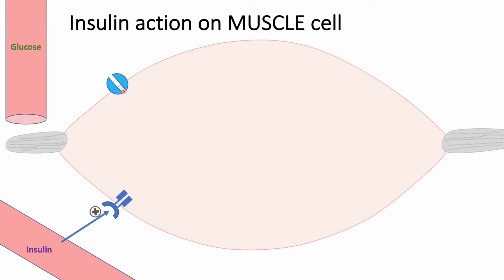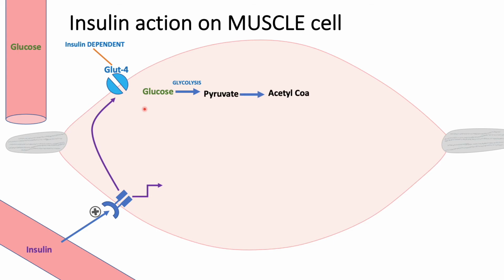Now, which one are these? Are they GLUT2 or GLUT4? They're GLUT4. And remember, GLUT4 transporters are insulin dependent. They depend on insulin for its mode of action. They depend on insulin to get translocated into the cell membrane. So now this has occurred. We have the GLUT transporter here. Glucose can now enter the cell. Again, glucose will go through glycolysis. We get the formation of pyruvate. It gets converted into acetyl-CoA, and the acetyl-CoA will go through the Krebs cycle, and we will get the end product of ATP.